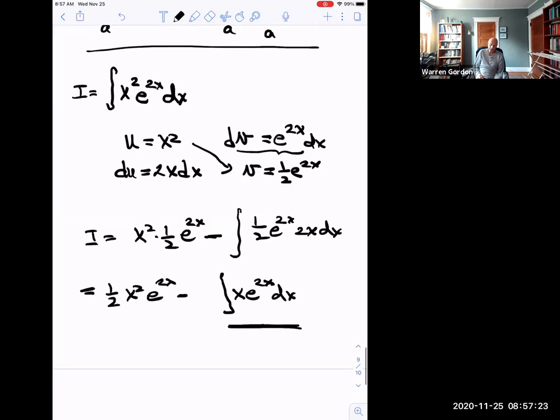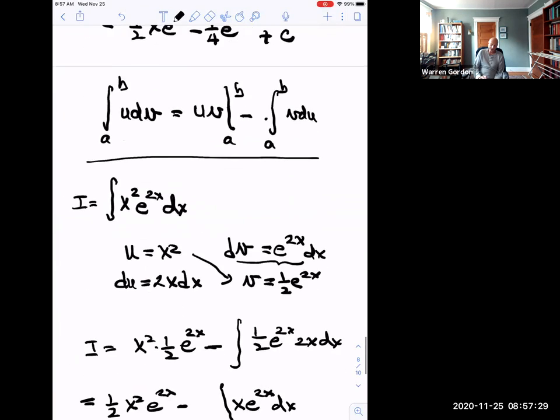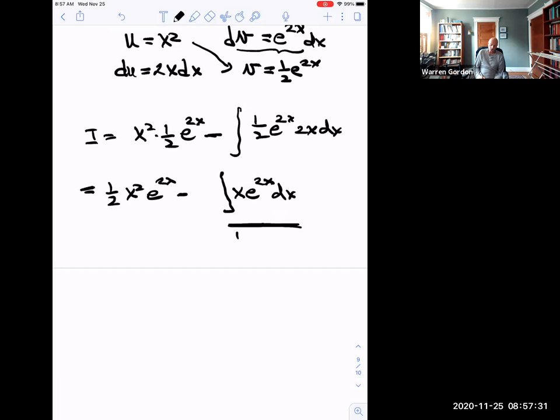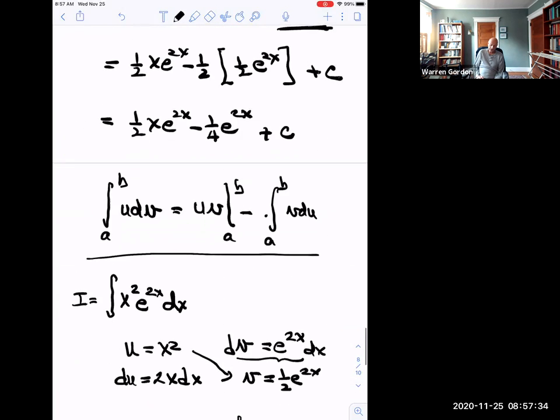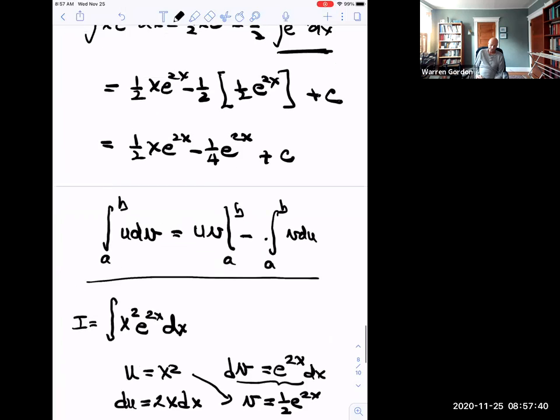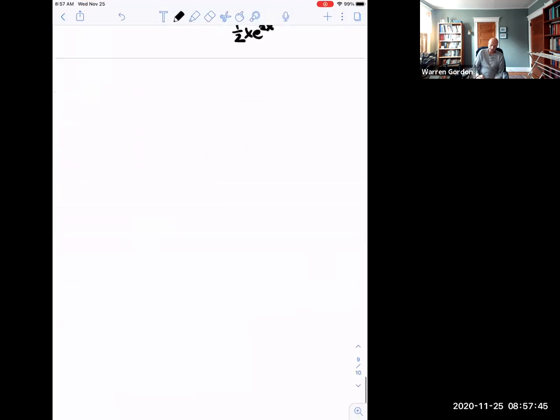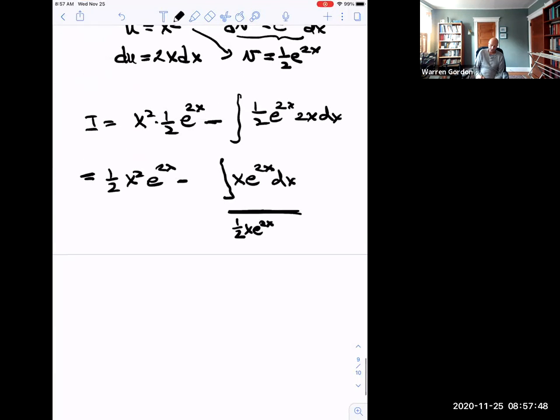However, I just did this problem. The problem I did a minute ago was the integral of x e to the 2x. And the answer to this problem was, what was it, 1/2 x e to the 2x minus 1/4 e to the 2x. So if I do this, and now I'll add on my arbitrary constant.